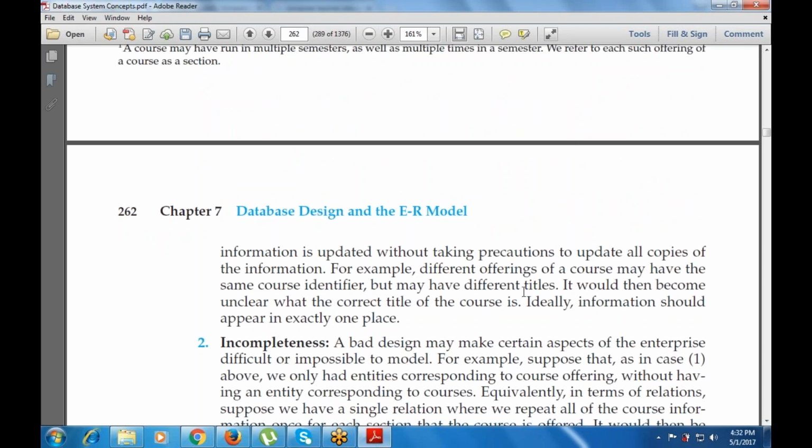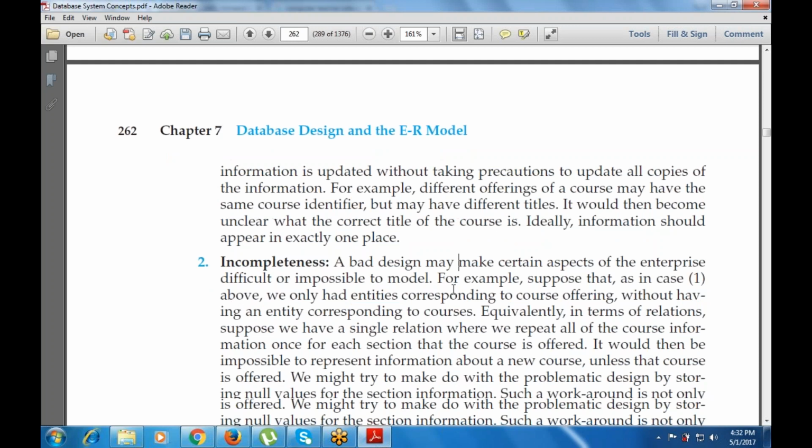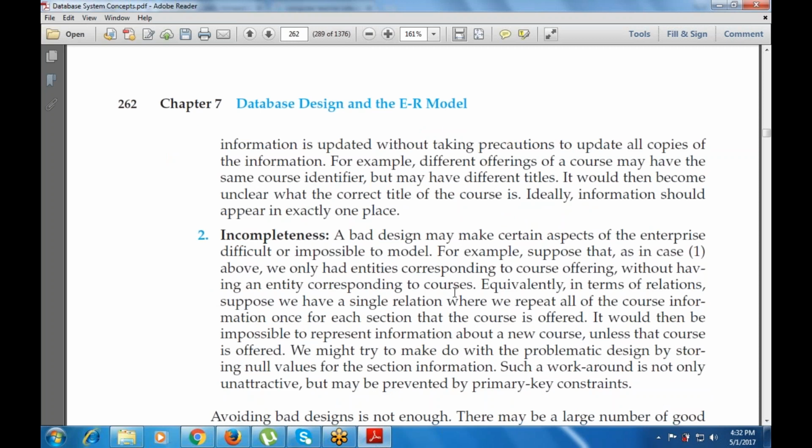For example, different offerings of a course may have the same course ID but different titles. It would then become unclear what the correct title of the course is, because everything is repeated. We are not judging which is the better one, which is the correct one. Then the next pitfall is incompleteness.